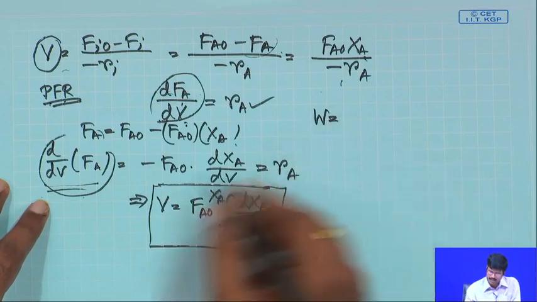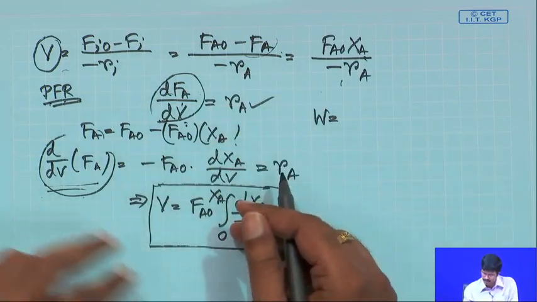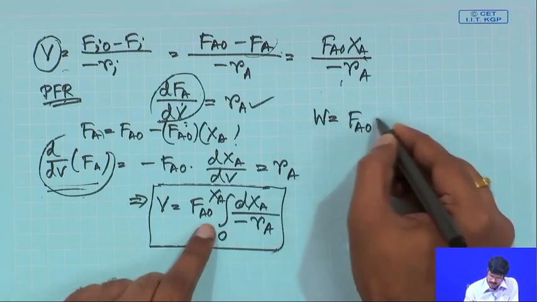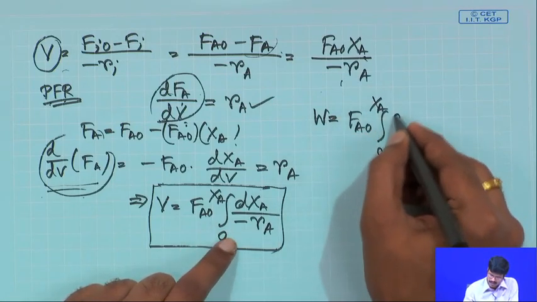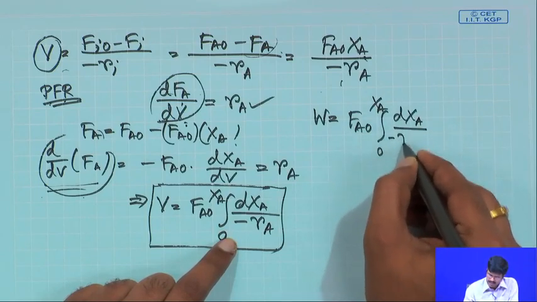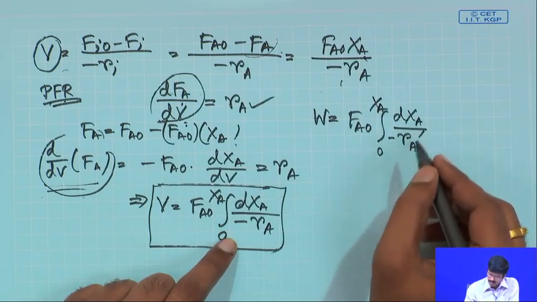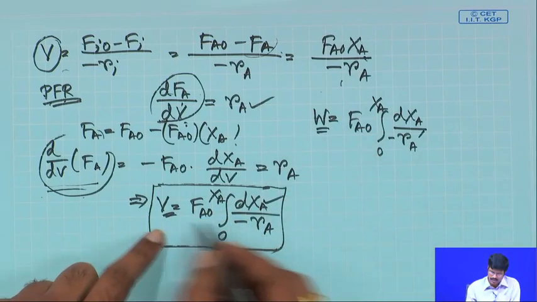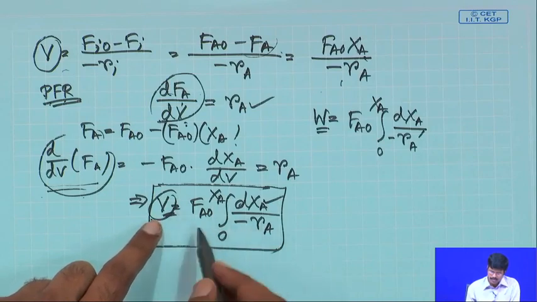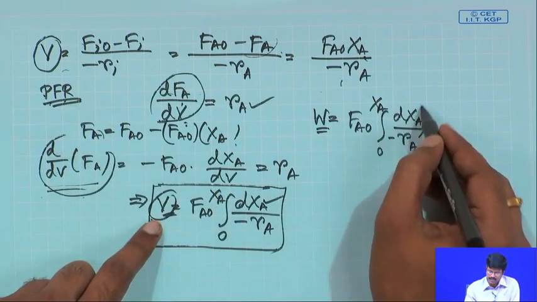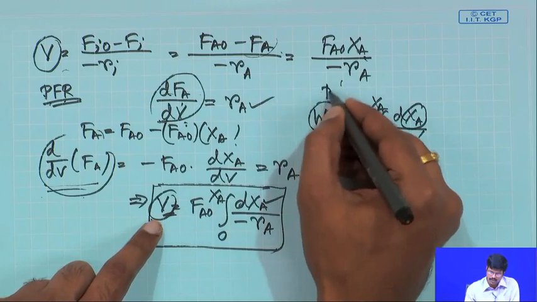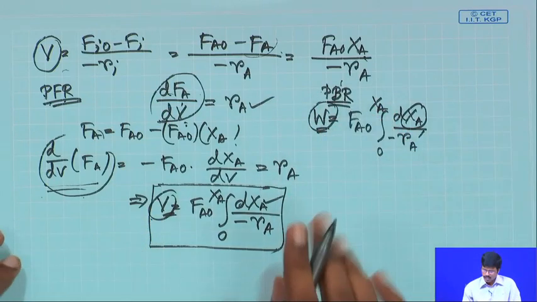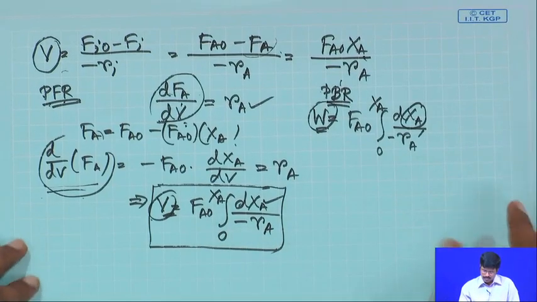For the PBR, that is the packed bed reactor, it will be W equals F A 0, similar to this, integral from 0 to x A of dx A divided by minus R A dot. Okay. So, that will be W, and here it is V, because the conversion depends on the volume for the plug flow reactor, but conversion depends on the weight of the catalyst for the packed bed reactor. Okay. So, that is that.